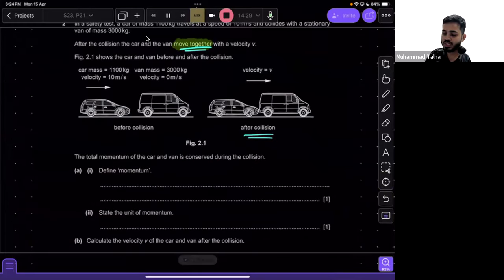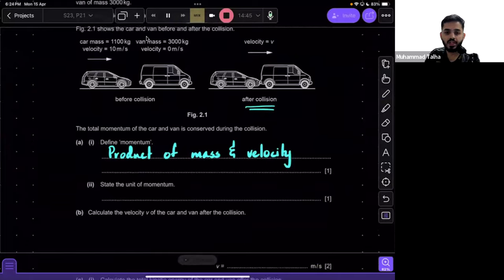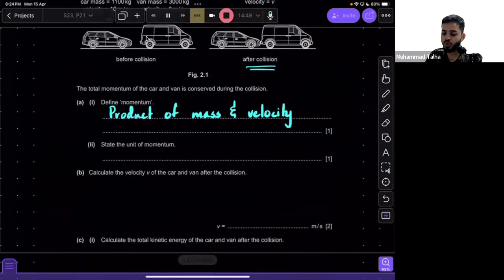In A part 1, it says define momentum. It's very straightforward. So just mass times velocity, or you can also write it as the product of mass and velocity. State the unit of momentum. So units of momentum are 2. You can write any one. The first one that you get by multiplying mass and velocity is kg meters per second.